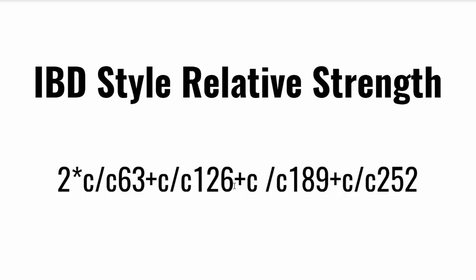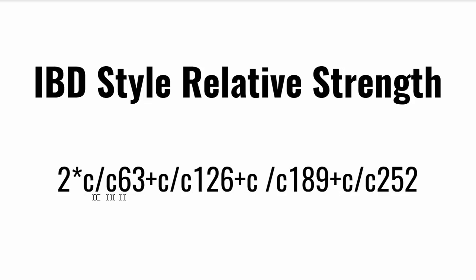Then the next one, C by C126, is the price percent change in the last 6 months, or 2 quarters, 63 days and 126. Now this one is basically 3 quarters, because you're taking 63 days each, so it is 189. So you're taking the price percent change for 3 quarters here. And then this last one is the price percent change for 4 quarters.